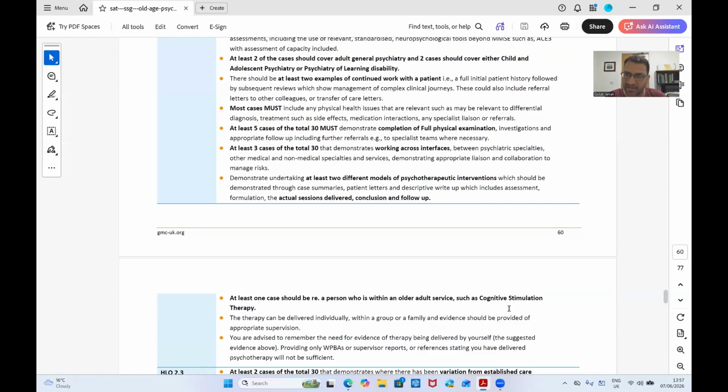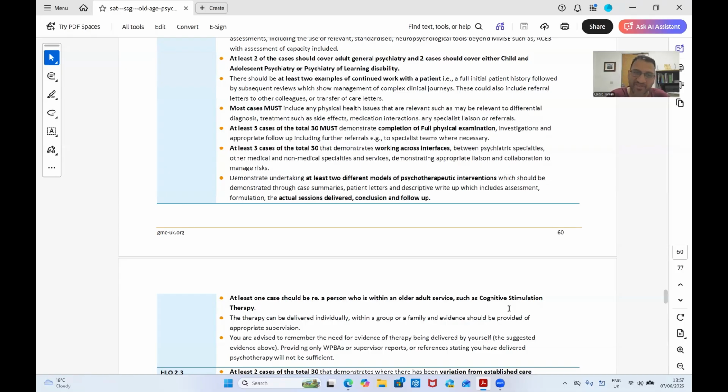It could be any modality: CBT, cognitive analytical therapy. One of my psychotherapy cases was cognitive analytical therapy. It could be anything: compassion focused therapy, bereavement counseling, CBT of course, psychodynamic, interpersonal therapy. But it has to be two different modalities. It could be group, or it could be an individual, one-to-one.